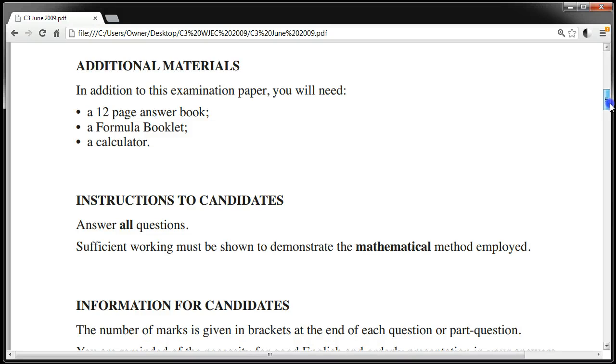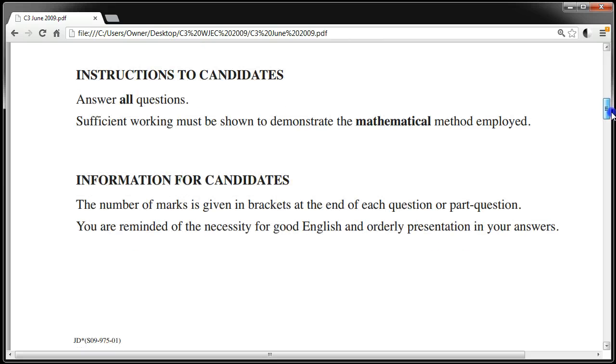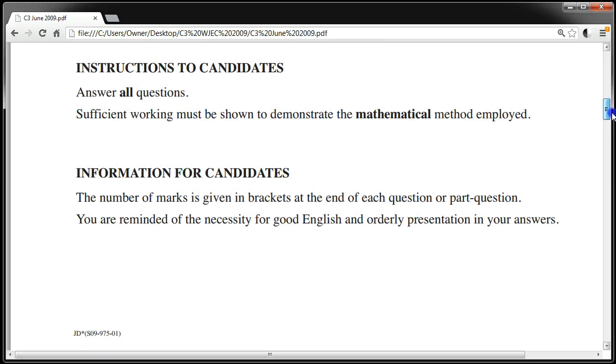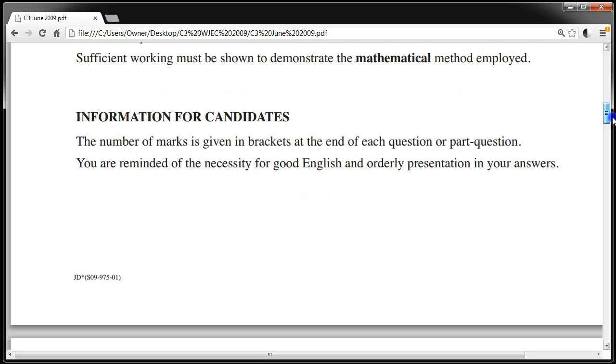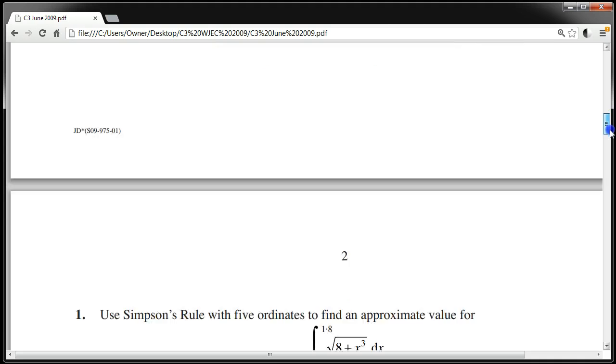All questions need to be answered. We need to just put down the method that we've used, and we need to show our workings. We've got the marks on the right hand side, and we need to present our work in an orderly manner.